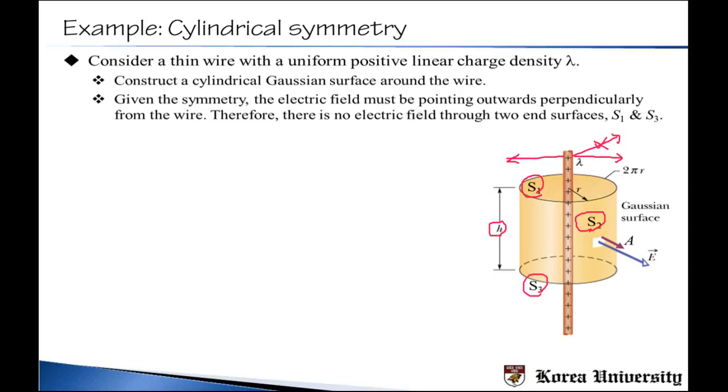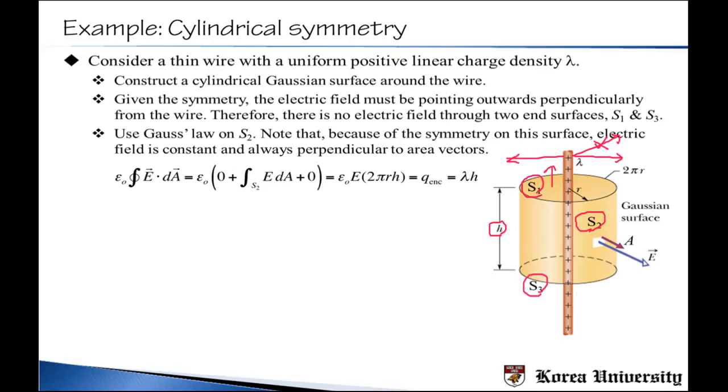As a result, you can easily see that along S1, if you take the dot product between the area vector and the electric field vector, it will become 0. The same is true for S3. Only along S2 will the electric field vector and the area vector be parallel to each other. So let's use the Gauss law again. For S1 it will be 0, S3 again 0, so we have to integrate only over S2.